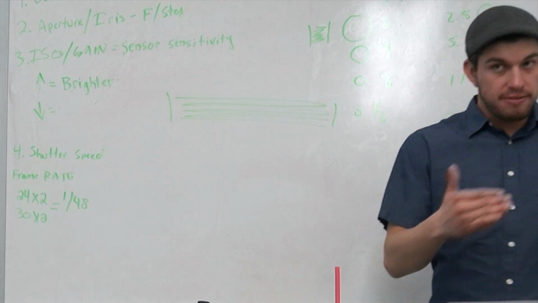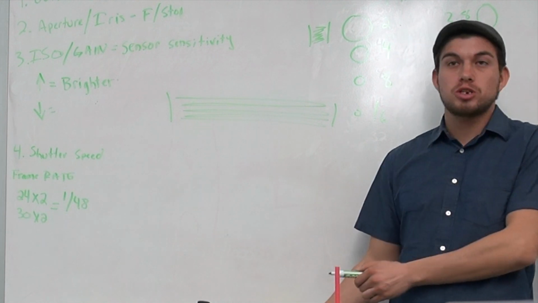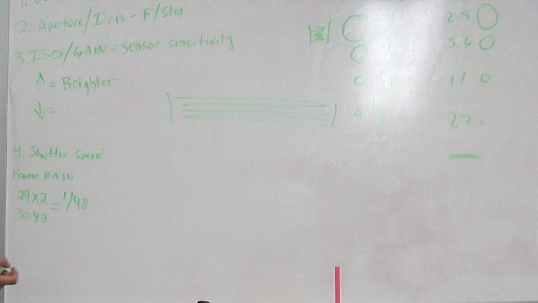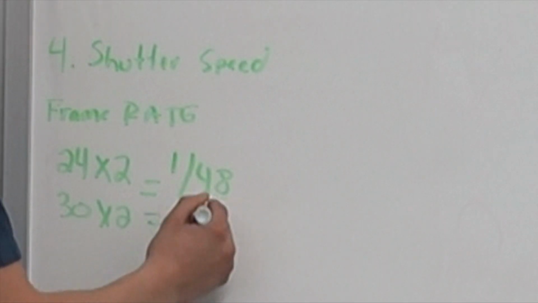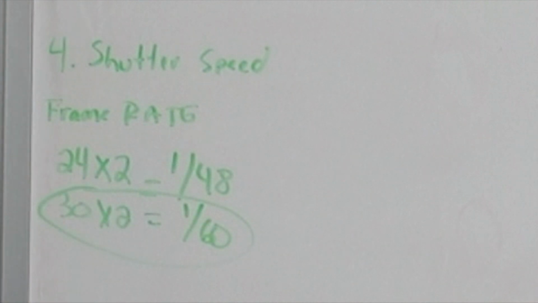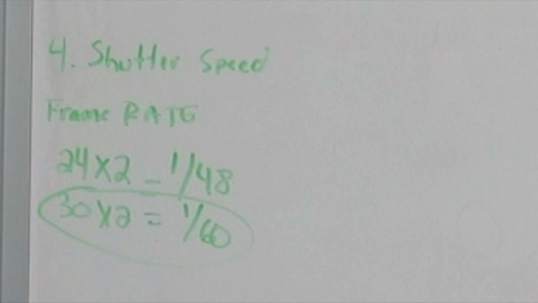A lot of them will have 1/50th of a second. Go with that one because you want it to be either twice or as close to as possible as twice. So what would 30 be? 60. 1/60th of a second. This right here is probably what you're going to be shooting 95% of the time. 30 frames per second, 1/60th is your shutter speed.